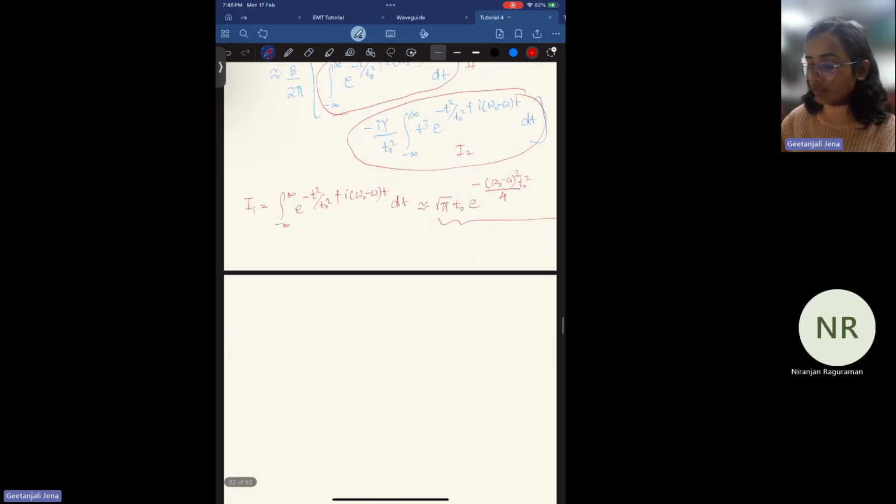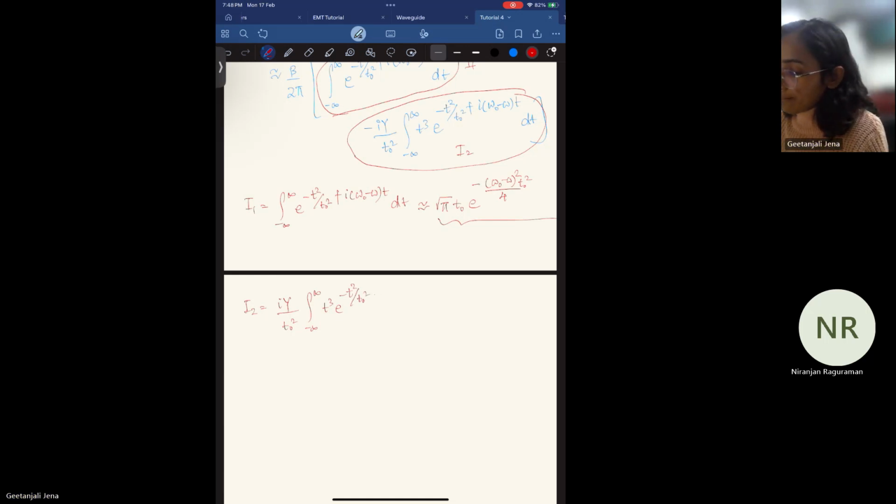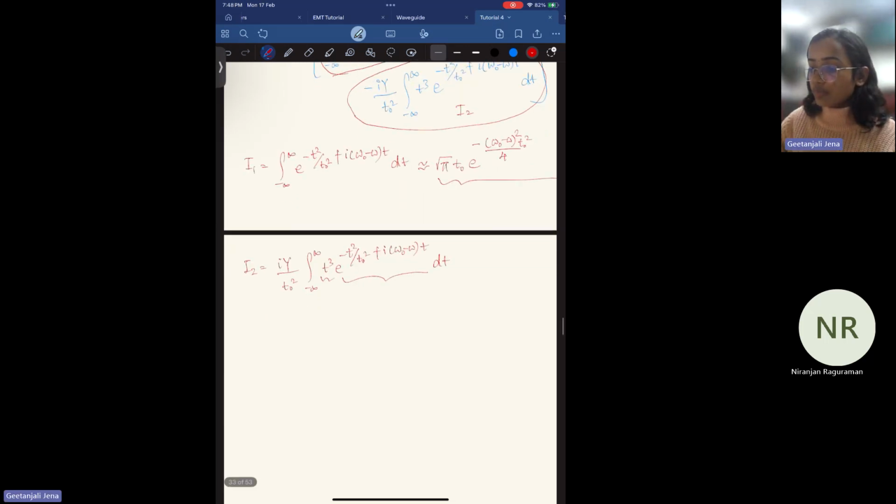Now for the second part, I2 is minus i gamma over T0 square, integral from minus infinity to infinity of t cube e to the power minus t square by T0 square plus i omega 0 minus omega t dt. For this part, we have a cube term of t and a term whose integration we already know. So that means you can solve it by integration by parts.